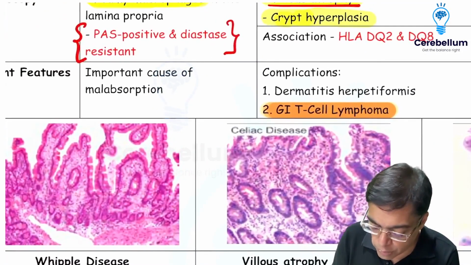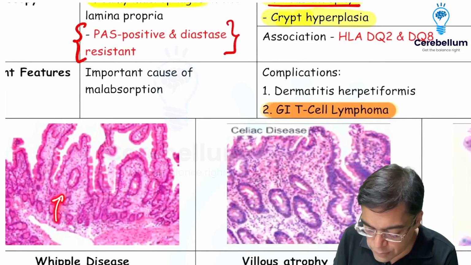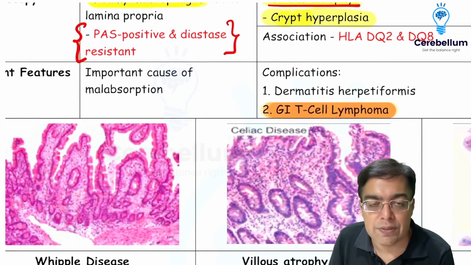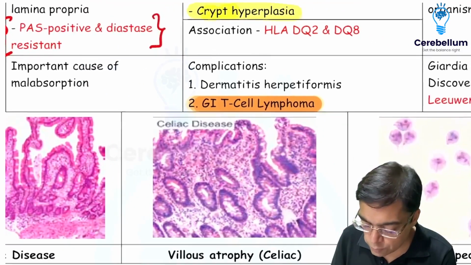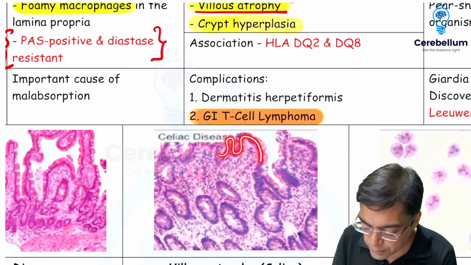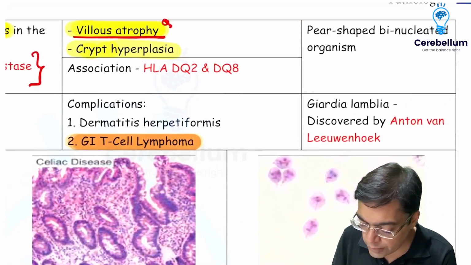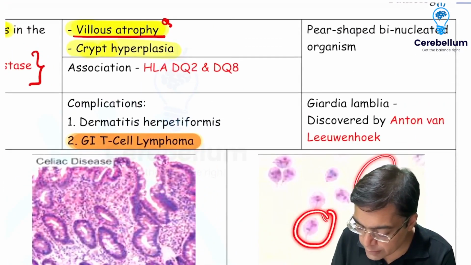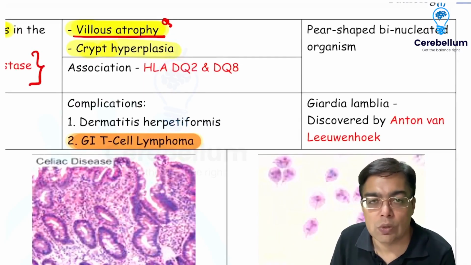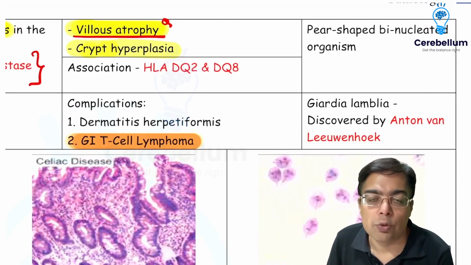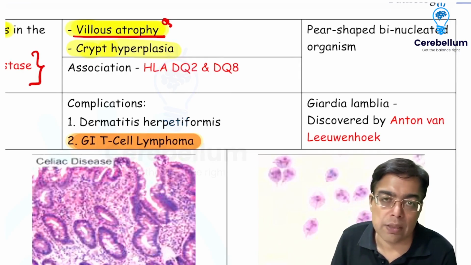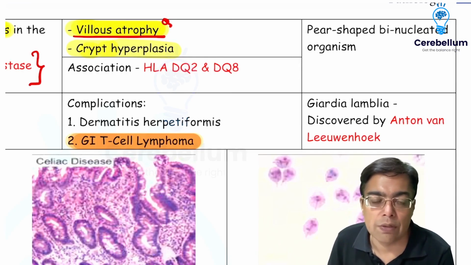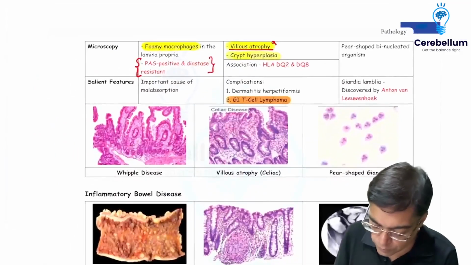Just having a look at the important images: the foamy appearance of the macrophages, PAS-positive diastase-resistant granules, blunting of the villi, and hyperplasia of the crypts. That's a feature of celiac disease. And of course, you're going to see the pear-shaped organism, the binucleated organism. That's going to be seen as a feature of Giardia. Of course, you should be aware of the historical association between Giardia and the guy who discovered the microscope as well, Anton van Leeuwenhoek, right? That's what we need to remember.